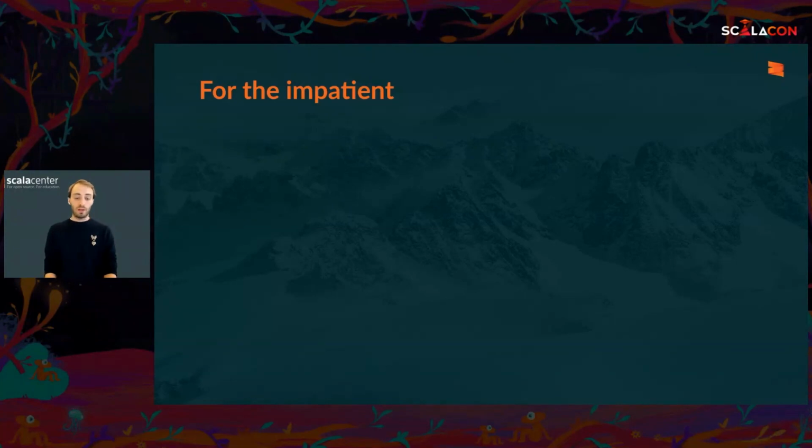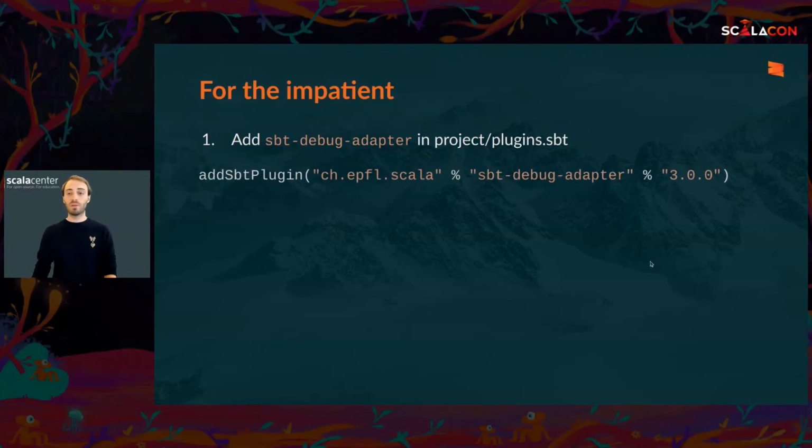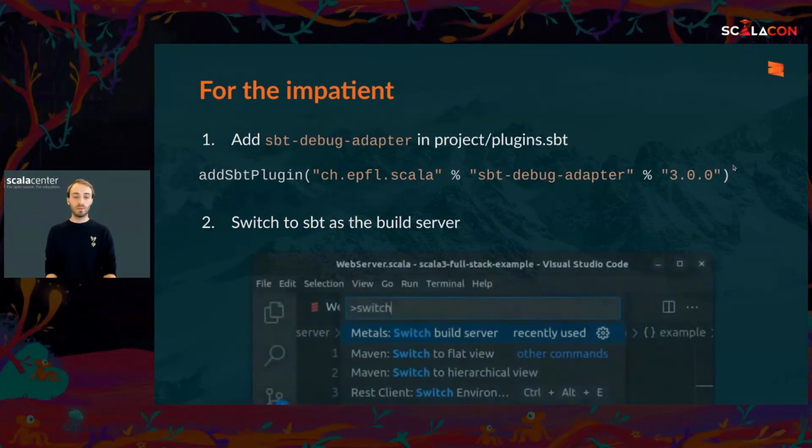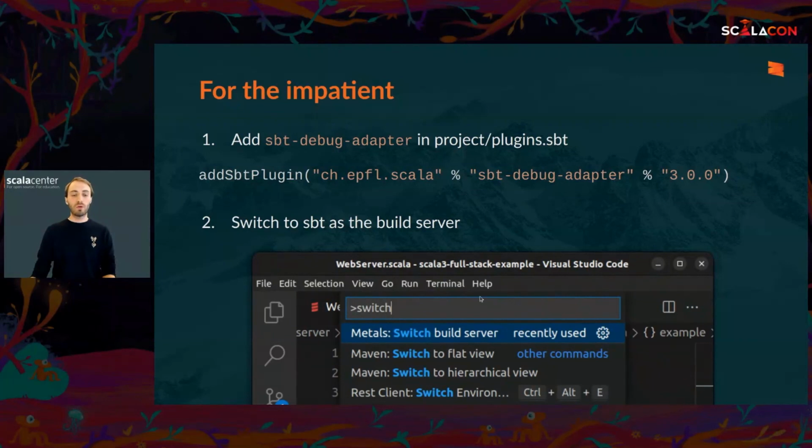So that's how you can already use the new version of the debugger. It's not available in Metals except if you add this plugin into sbt with the new version 3.0.0, and then if you use sbt as a build server. So already today, you can try this new version with the step filter and the expression evaluator and all. To switch to sbt as a build server, you open the command palette and you run switch build server.